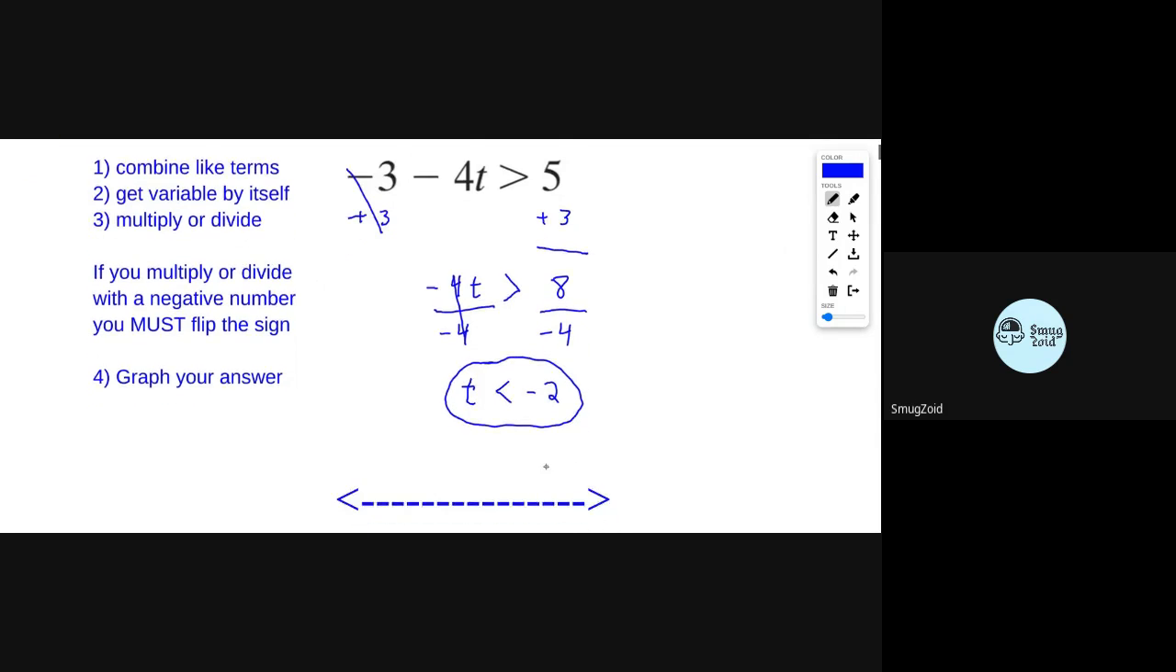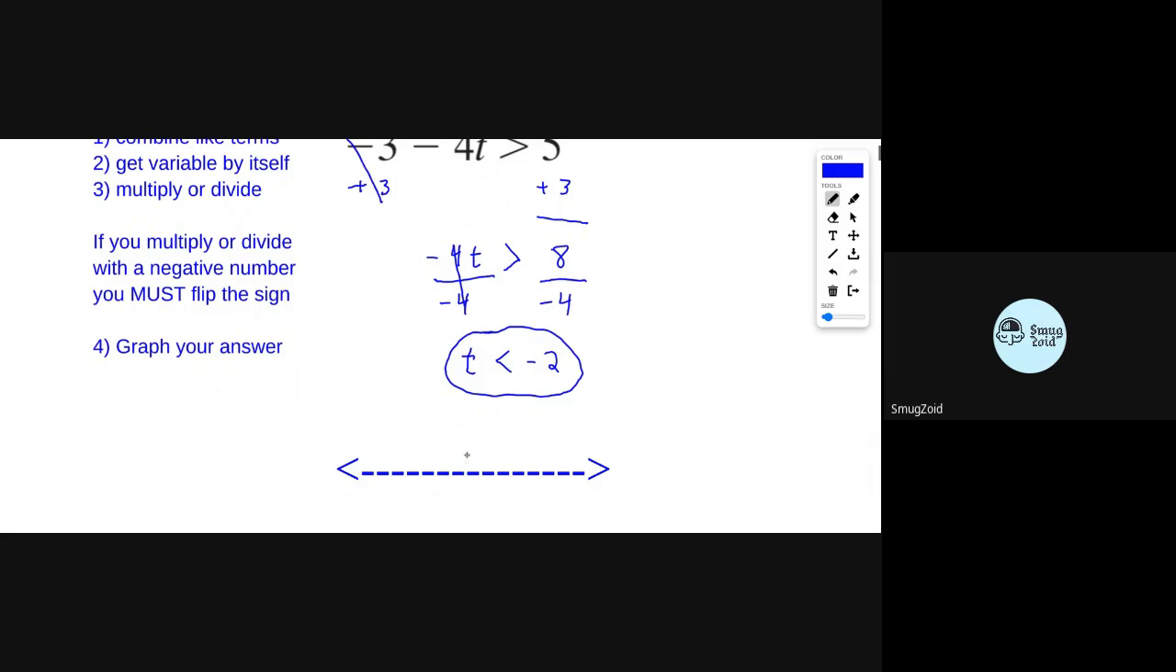And then the last step of this whole thing is to graph it. To do that, I just put a line. I put -2. I want to indicate where my 0 is. I would probably think a 0 would be this way on the number line. And I like to double this number and make this a -4 over here.